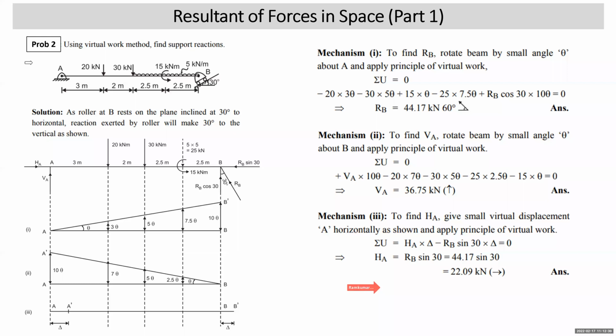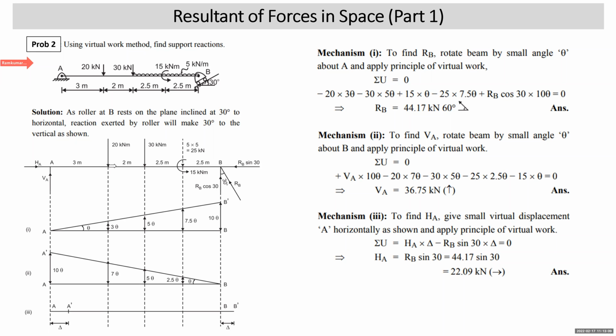Now we take the second problem of beam reactions. The beam is hinged at A and roller supported at B. First, we have to draw the free body diagram of the beam. The hinge will exert two reactions. The roller will exert one reaction. The roller is resting on a plane making 30 degrees with the horizontal, so the reaction normal to it will make 30 degrees with the vertical. So RB is at 30 degrees to the vertical: RB cos 30 and RB sin 30. Then at A there is a hinge, so two reactions, HA and VA.